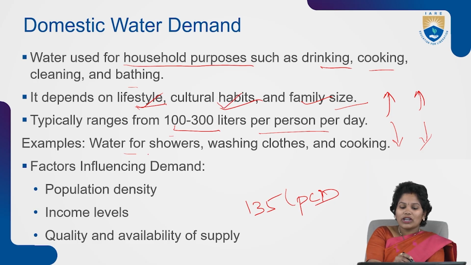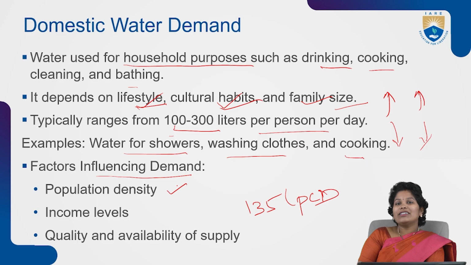Examples are showering, washing clothes and cooking. The factor influencing demand is population density. If population is more, then we see high usage of water, and we require a high amount of water. Other factors are income levels, and quality and availability of the supply. If supply is more, the usage is more. If supply is less, we use less according to our requirements.